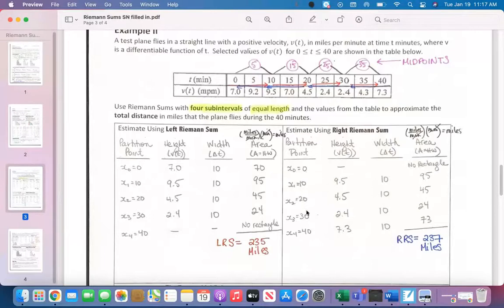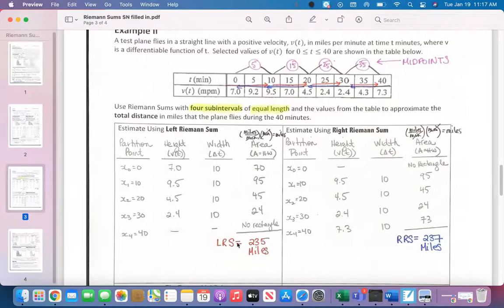I'm going to do the exact same thing this time with the right Riemann sum. I still have my same partition points, but this time the first height doesn't matter, because if I'm using my right side, I don't have a rectangle to the left of that. So I don't worry about that rectangle. I'm going to use these values here: 9.5, 4.5, 2.4, 7.3. I multiply them all by 10 because my delta t's are 10. And when I add those rectangle areas up together, I get my right Riemann sum to be about 237.